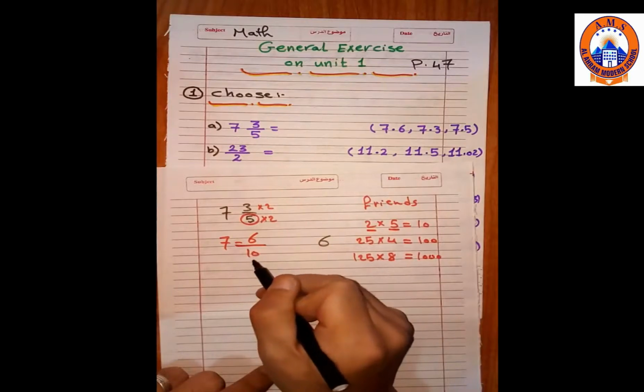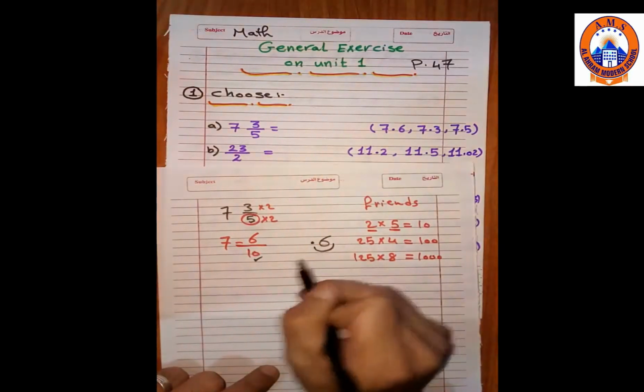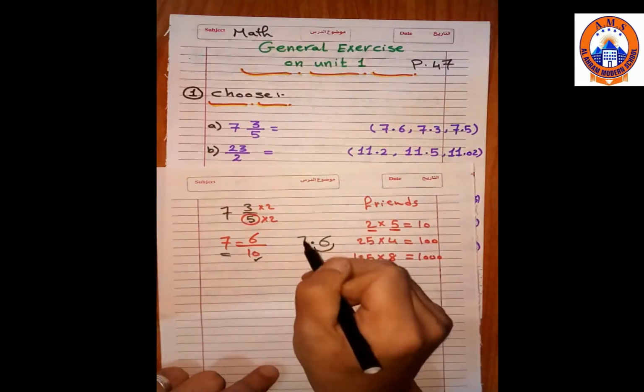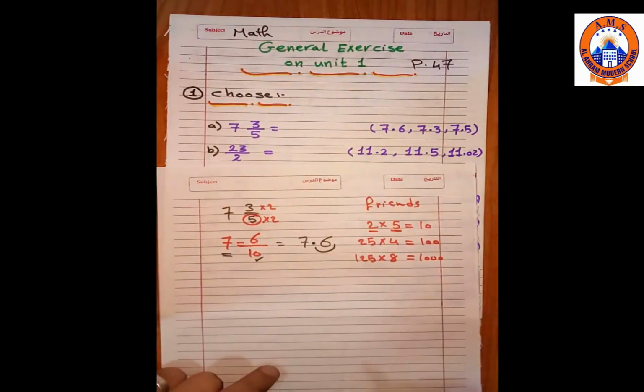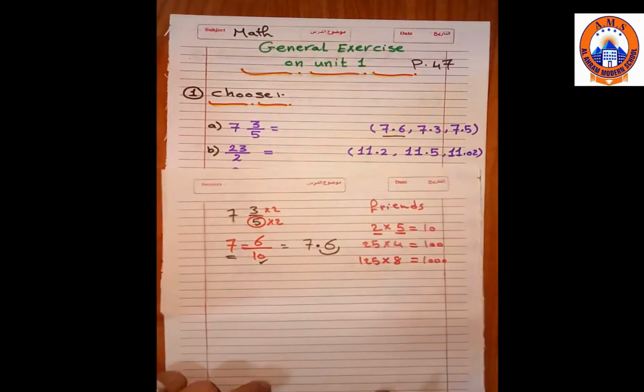Then we put the decimal point after one digit. We're gonna count one digit, then put a decimal point, and there is 7 waiting for us. We're gonna put 7. So the answer is 7.6. I'm gonna choose 7.6. Question number B.